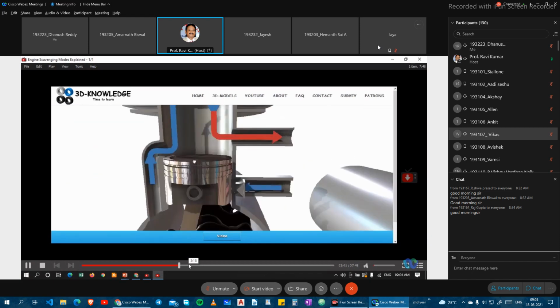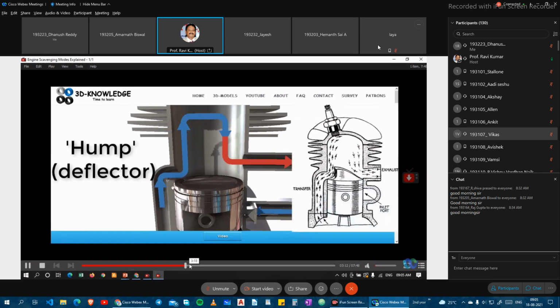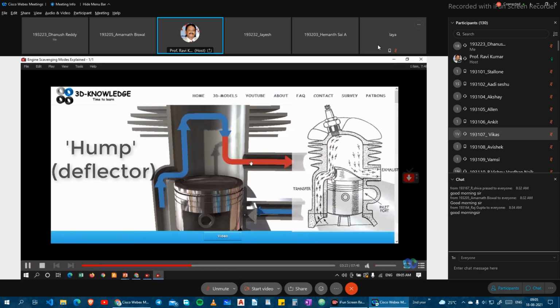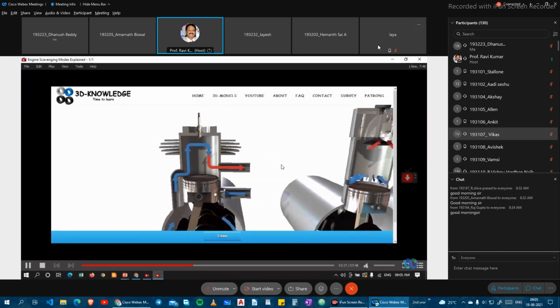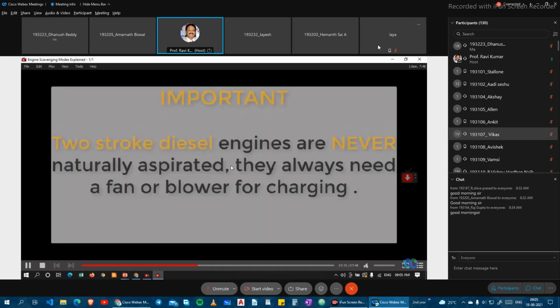Okay, you can see this difference between the cross flow and the loop flow in the piston design. The piston is flat here in the cross flow, but here we have a small hump also shown, and this is about the designing of the piston. Two-stroke engine pistons have a small crown on this. Suppose you have a diesel engine, we have a small hole type on the piston top. Two-stroke diesel engines are never naturally aspirated. They always need a fan or blower for charging.